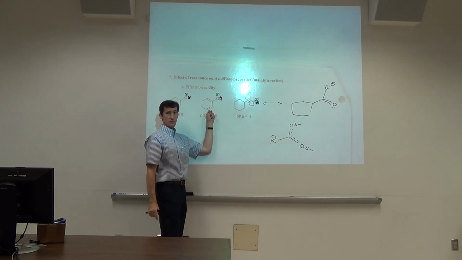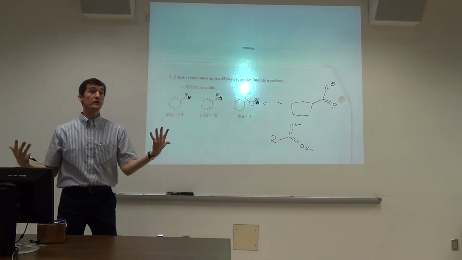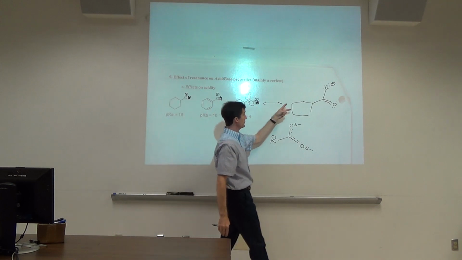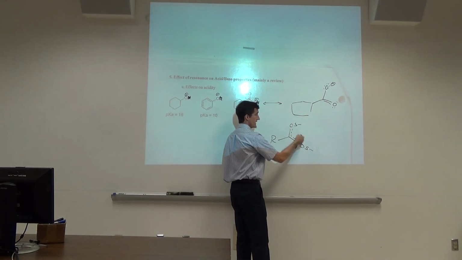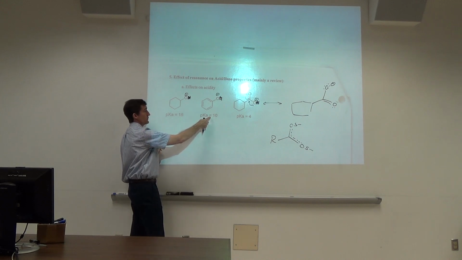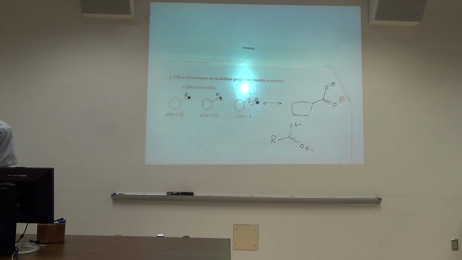Don't think just because there's more resonance structures it's more stable. What type of atom are you dealing with? The charge is on 2 different oxygens. That's why it's so stable, more acidic than this. This is more acidic than that because we do have resonance there, resonance delocalization.